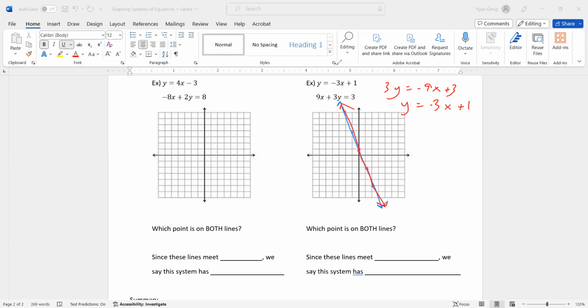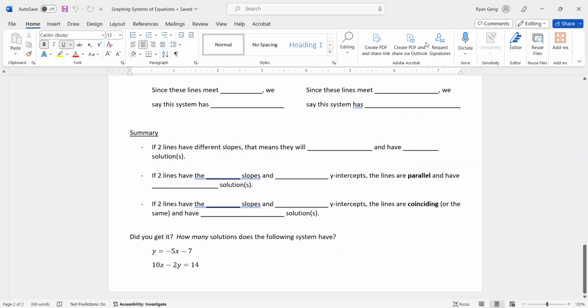Which point is on both lines? Aren't all of them on both lines? So since those lines meet everywhere, they're the same line, right? Look at the two equations. They're the exact same line. And the exact same line is going to meet everywhere. We say this system has infinitely many solutions. Okay, so you can have that situation pop up as well. I'm going to summarize what's going on here in the next part.